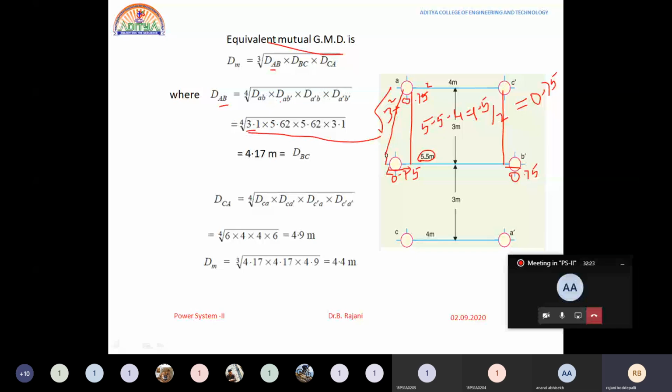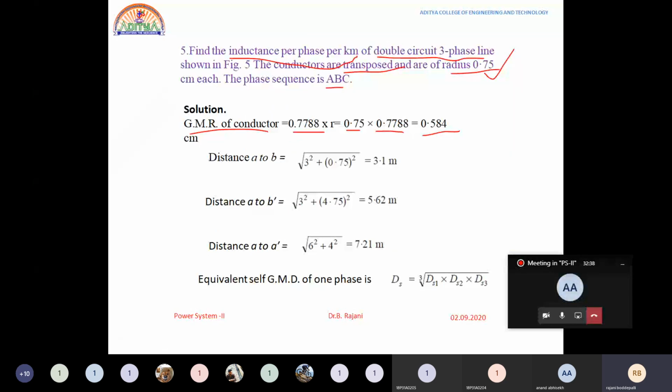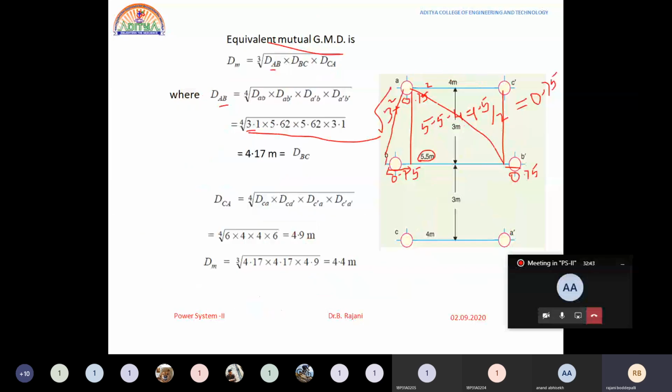What is the A to B dash distance? All of you listen to me. A to B dash is this. Now here we want to find the distance from A to B dash, which is 3 square plus 4.75 whole square. How you got this value we will see right now. A to B dash is the distance from here to here. What is this distance? It is 3, because it is 3 meters over here, and this is also 3 meters.